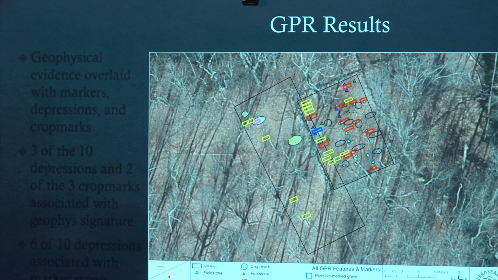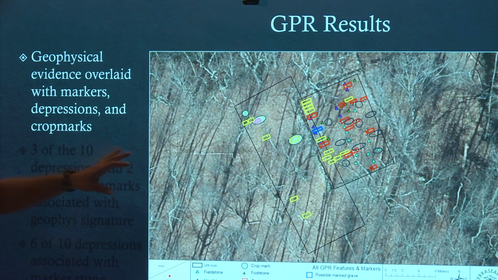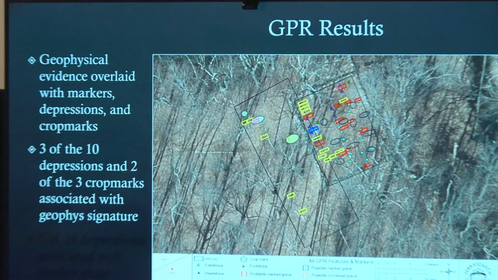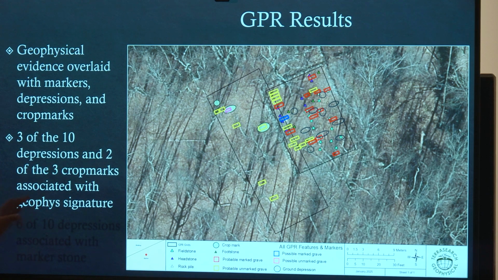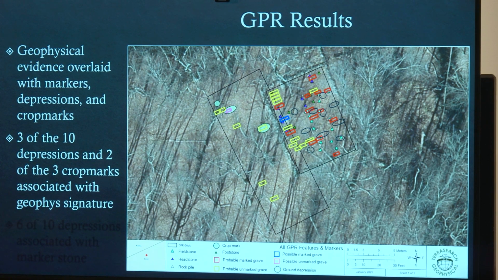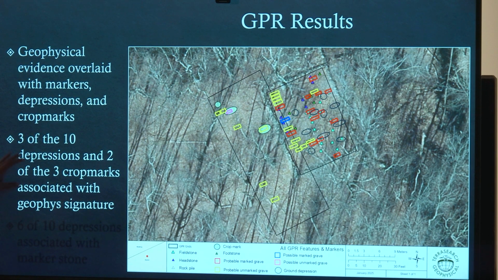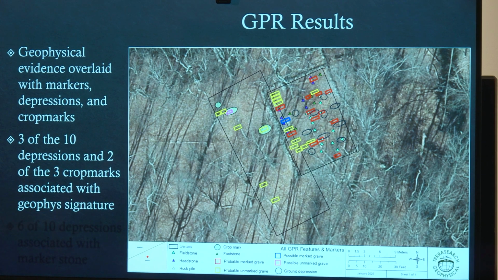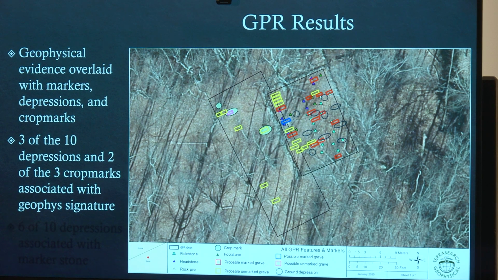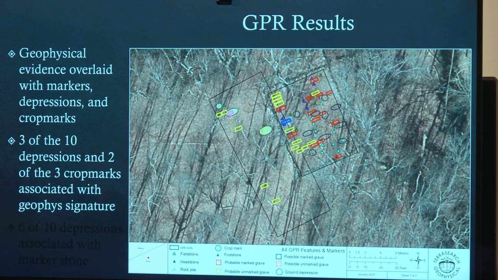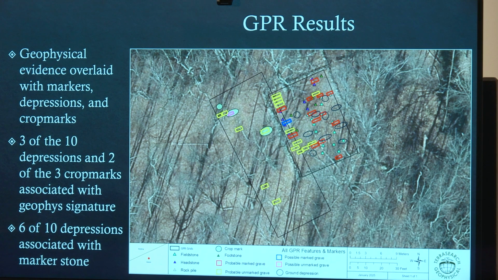So, putting it all together, the geophysical evidence was overlaid with the markers, the depressions and the crop marks. 3 of the 10 depressions and 2 of the 3 crop marks were associated with geophysical signatures for graves. That's pretty good. Sometimes we have a higher overlap with the depressions, but again, if there's a depression, it generally means that the coffin is decomposing a lot to create that slumping. So there's not going to be a lot of geophysical signature that you see. But 6 of the 10 depressions were associated with a marker stone.